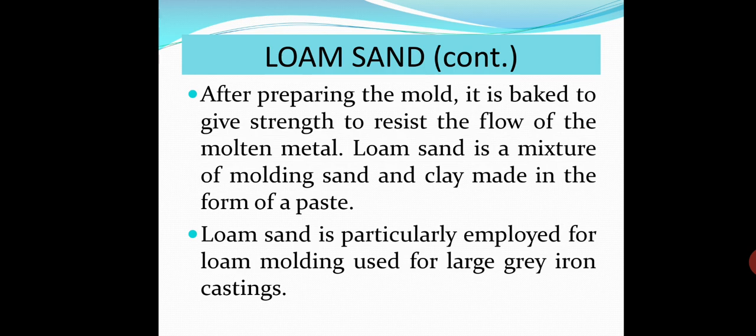Loam sand is particularly employed for loam molding for large grey iron casting. So I have already told that green sand is very cheap, and for all small and medium casting, green sand is used. Only where we need a high range of accuracy, we go for dry sand. And for large castings, we use dry sand. And for particularly large grey iron casting, we use loam sand.